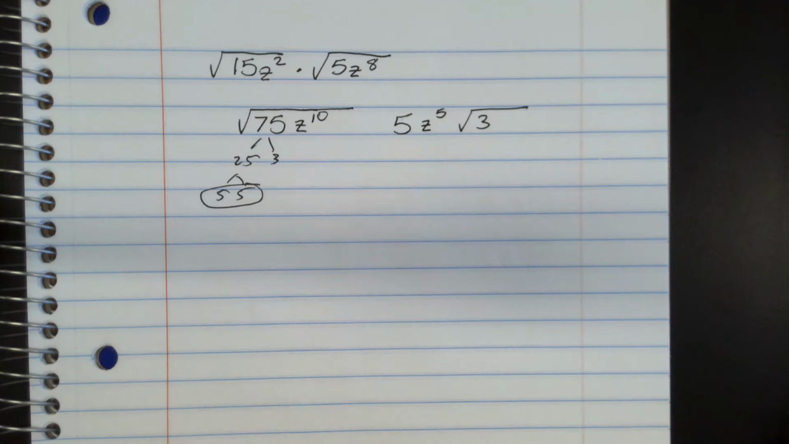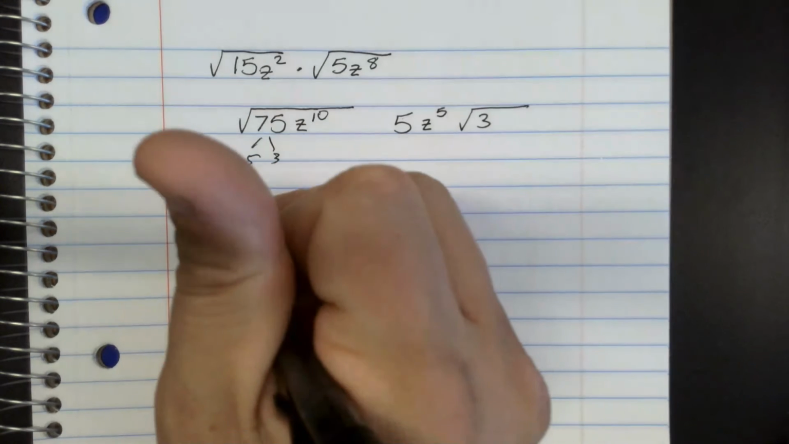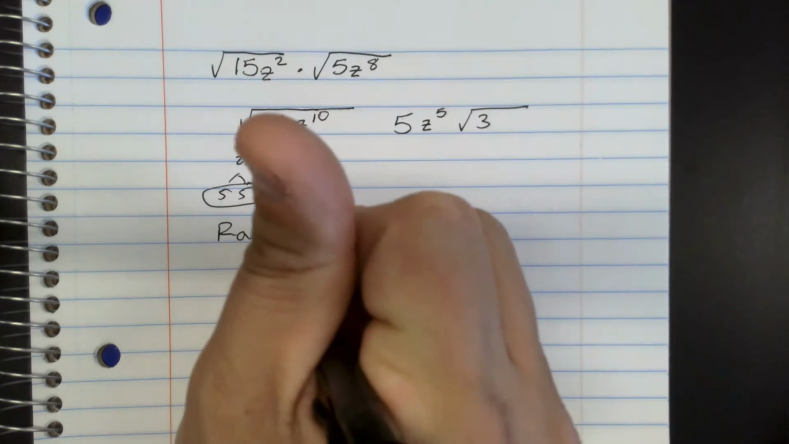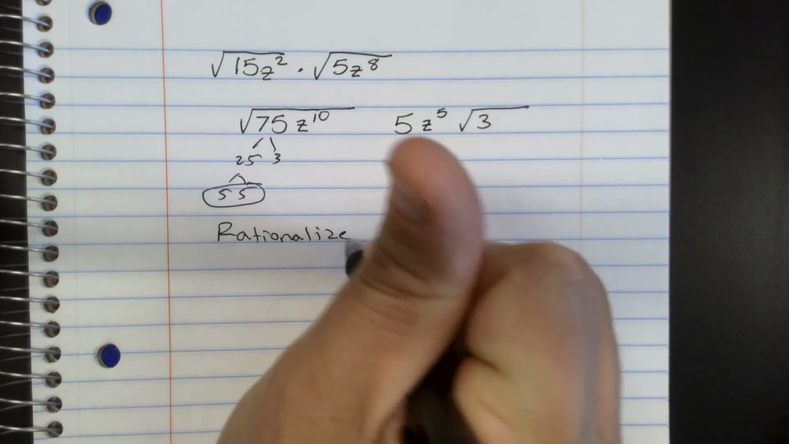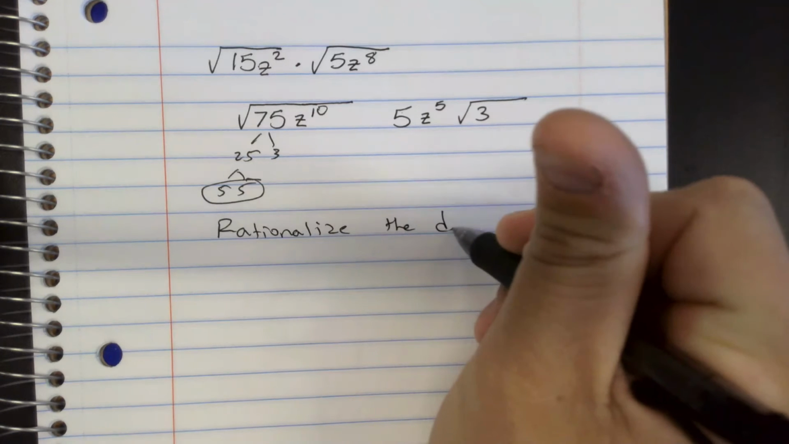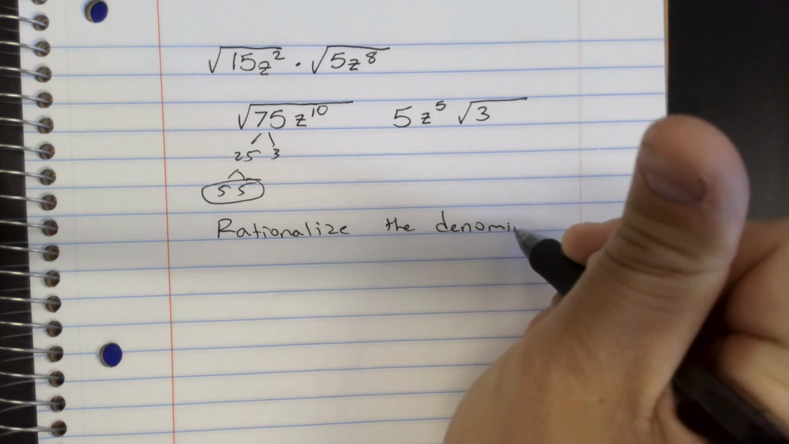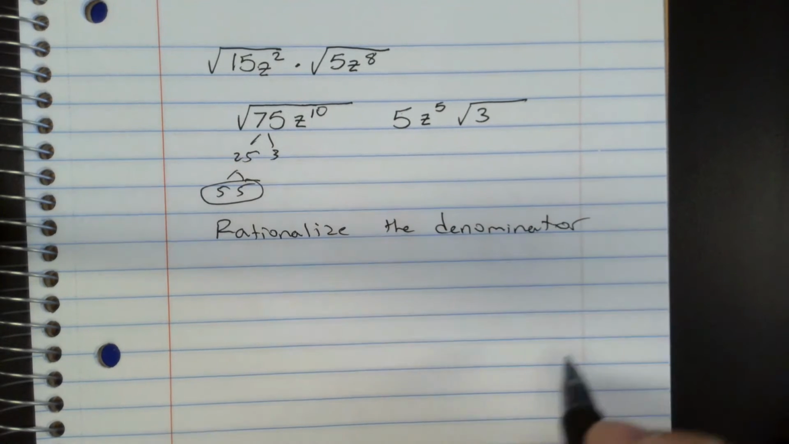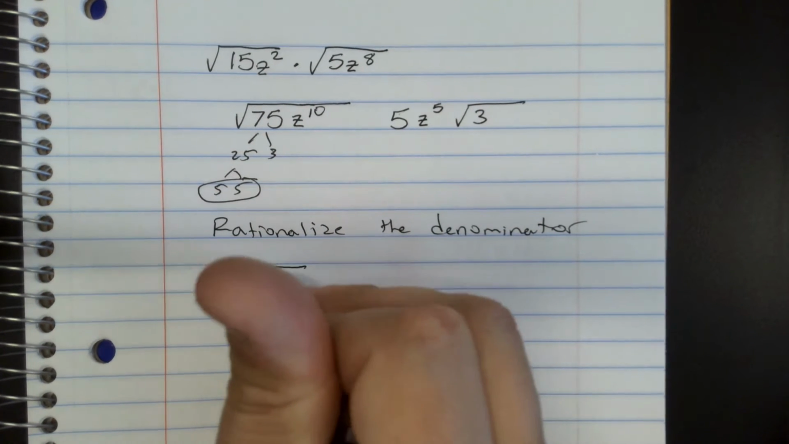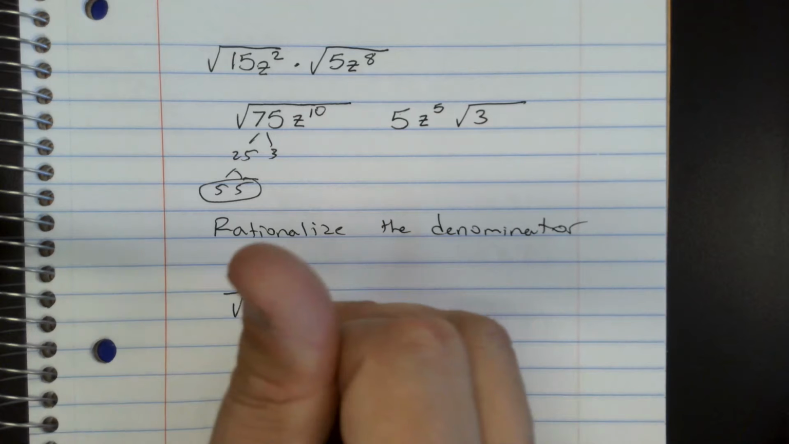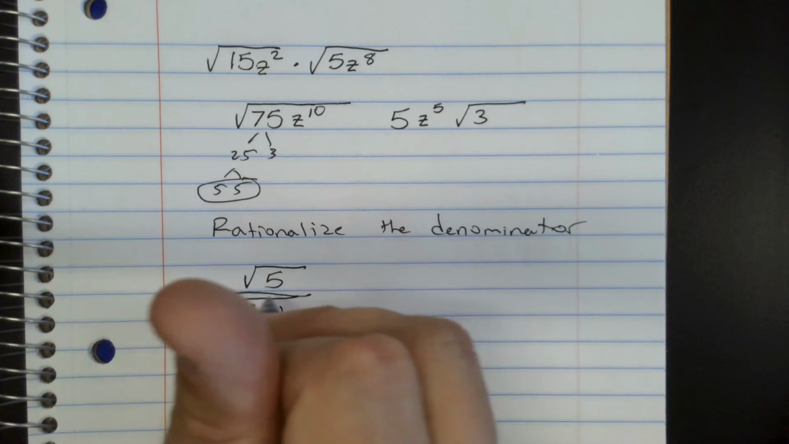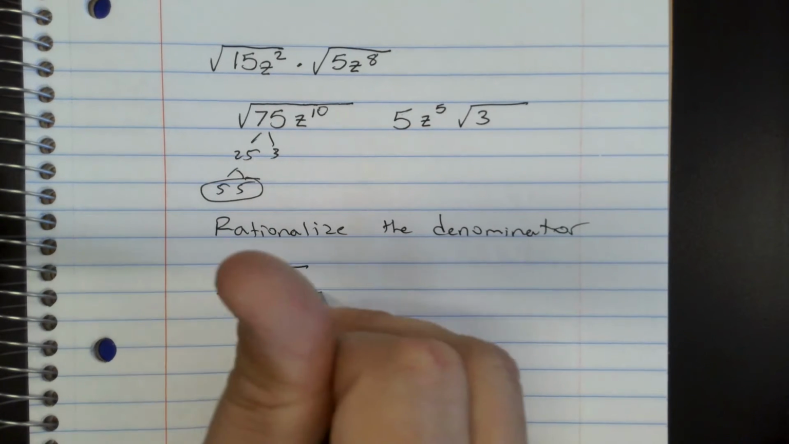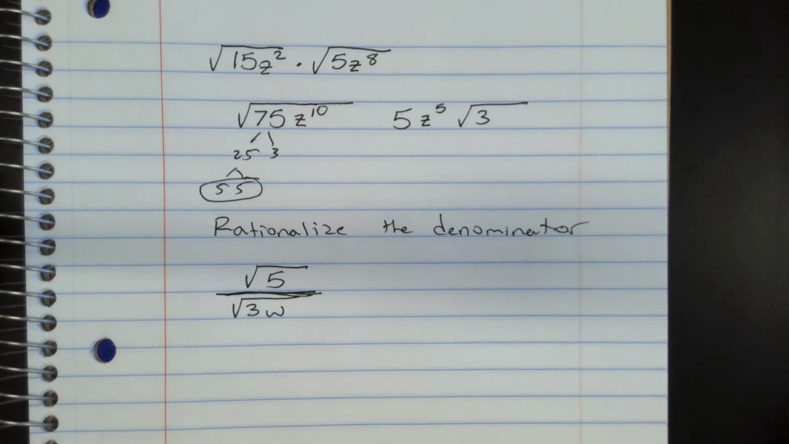Okay. Last thing we're going to do, and this is what it's called, rationalize the denominator. An example of this would be the square root of 5 divided by the square root of 3w.